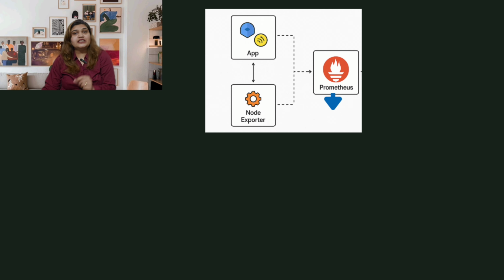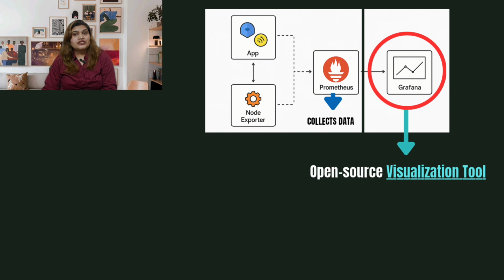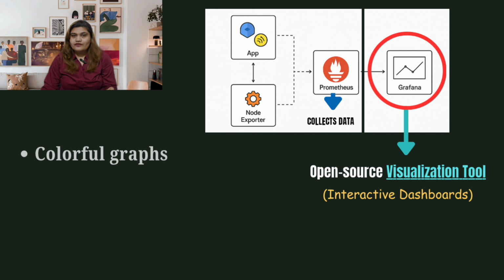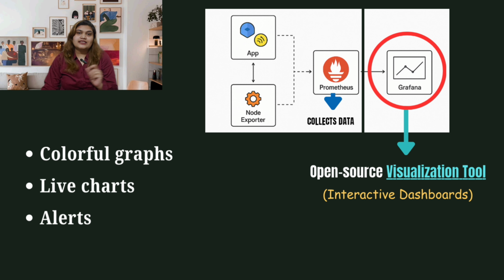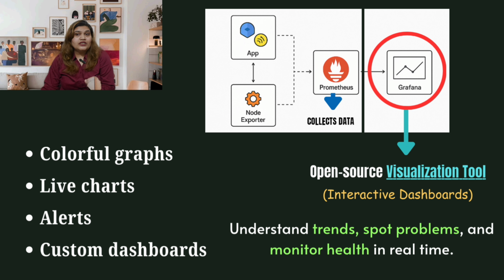Okay, so Prometheus collects data, but how do we make sense of all that data? That's where Grafana comes in. Grafana is an open source visualization tool that connects with Prometheus and many other data sources and creates interactive dashboards. Instead of looking at raw numbers, Grafana gives you colorful graphs, live charts, alerts, custom dashboards. This is the window into your system, helping you understand trends, spot problems, and monitor health in real time.